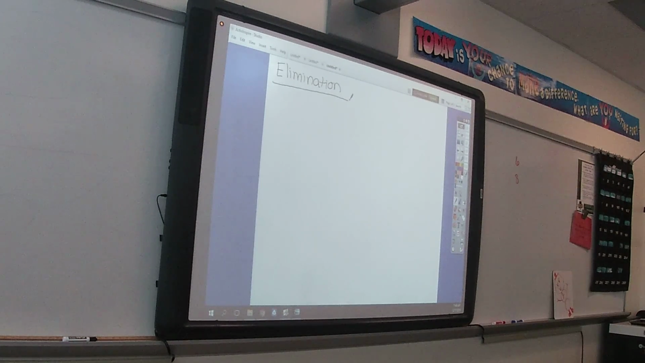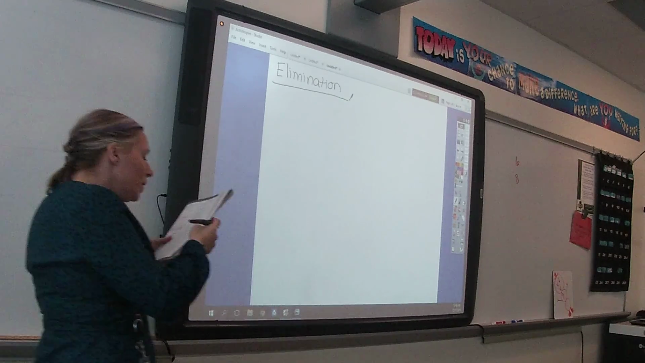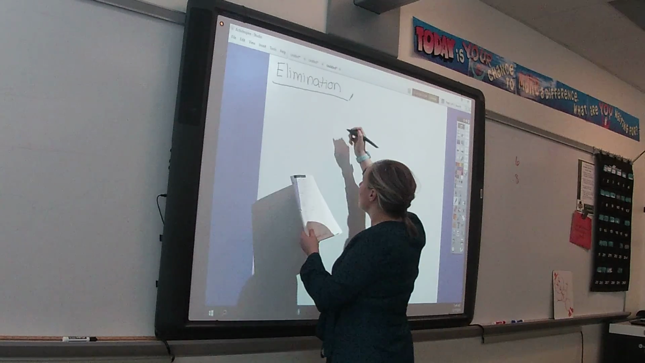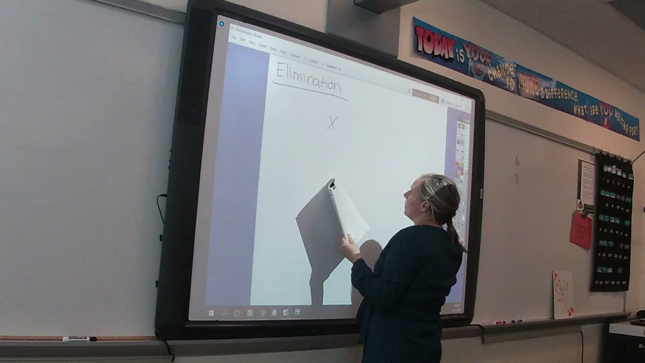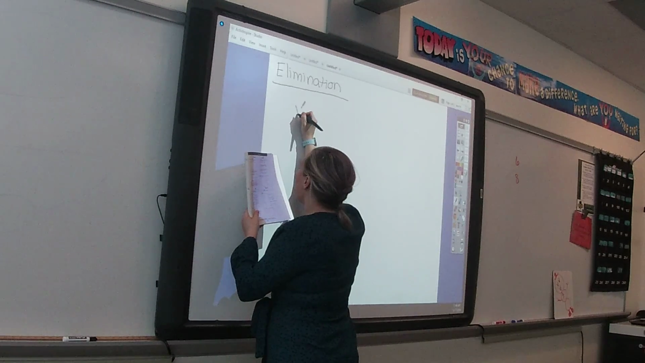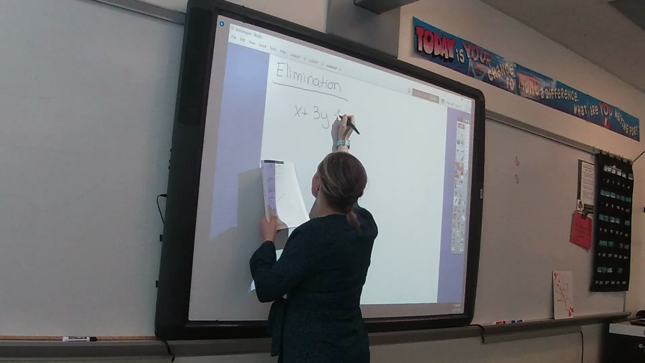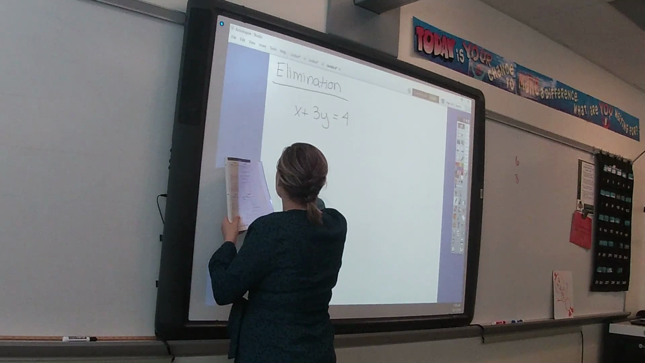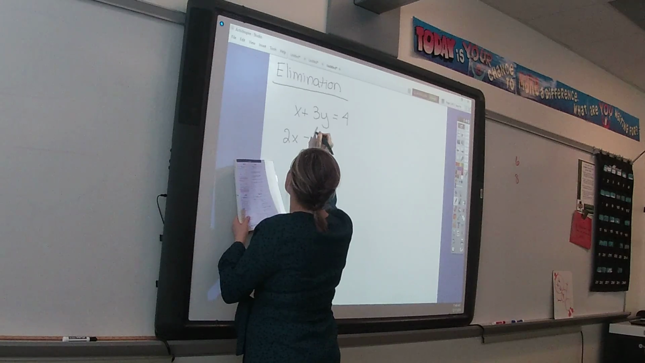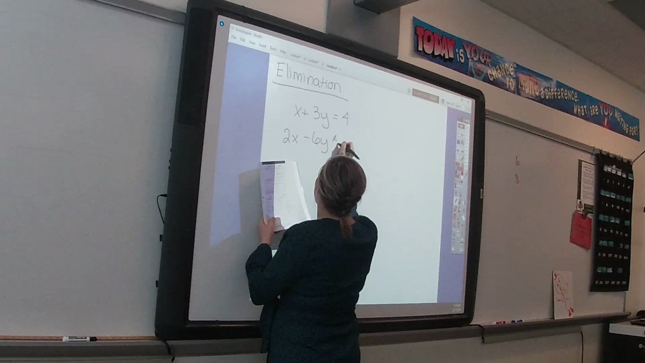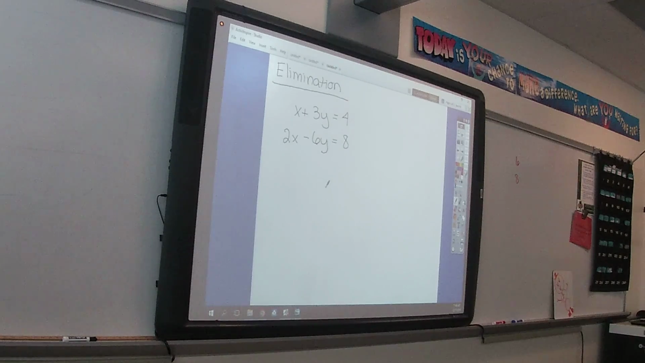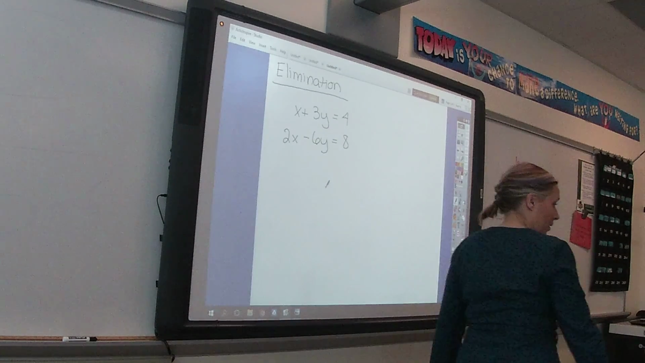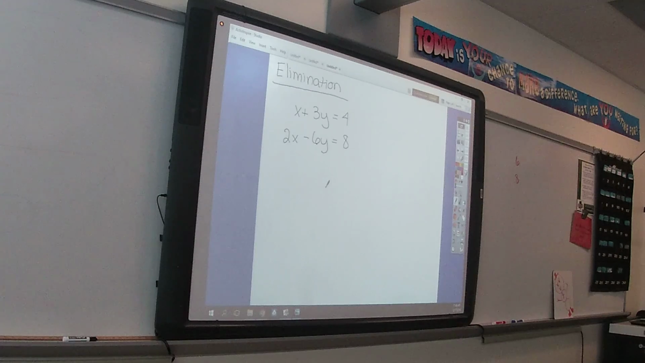Taking notes. So let's say we are given x plus, same problem, I'm just moving it over further on my board. x plus 3y equals 4, and 2x minus 6y equals 8. Okay, so I know that some of you might know what to do, but I want to make sure we're all on the same page. So just hang on as we go through here.